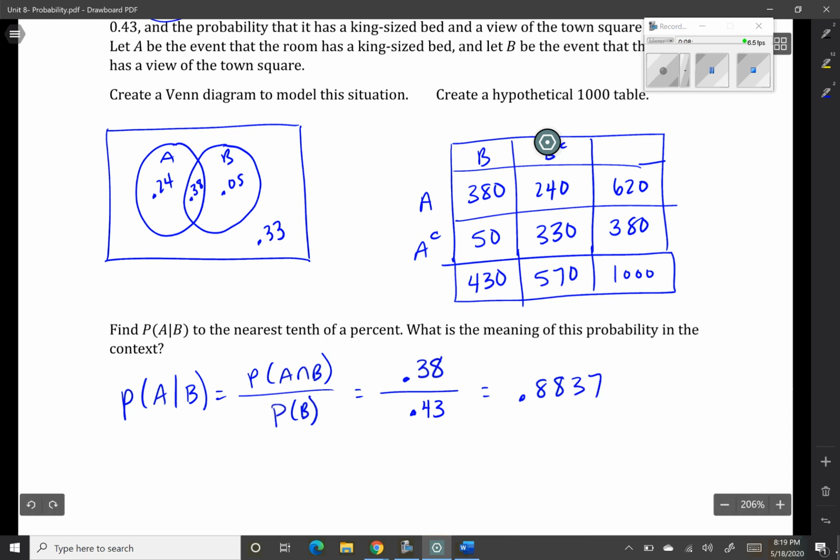So if I do 0.38 divided by 0.43, I wind up getting a 0.8837 number. Now it says percent, so I want to convert this. So there's an 88.4% chance.